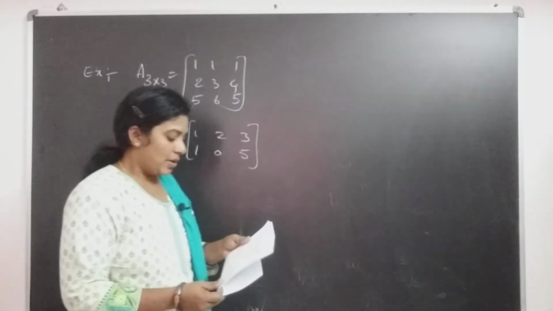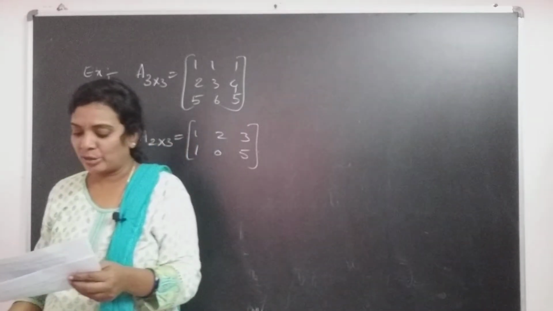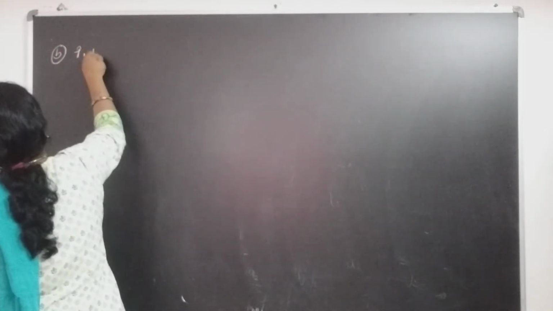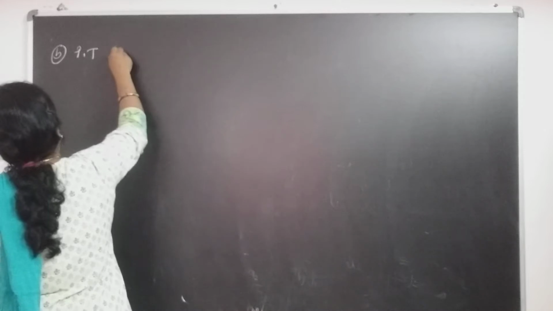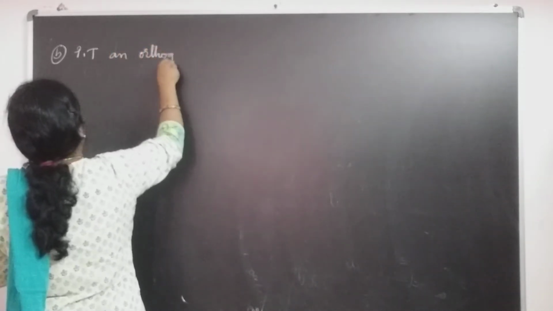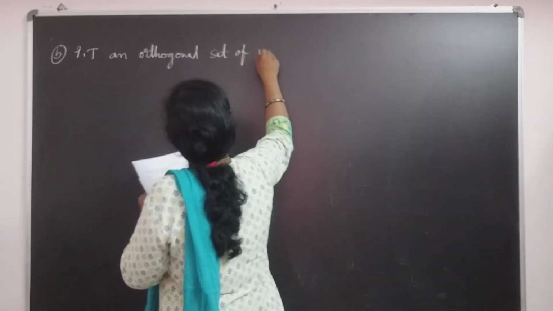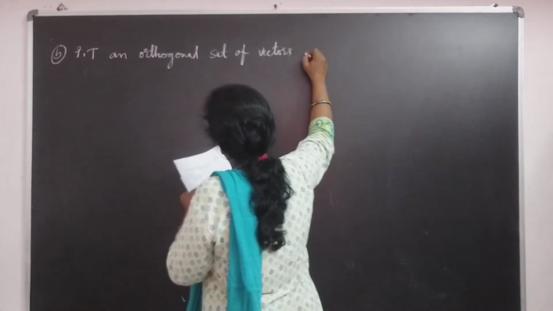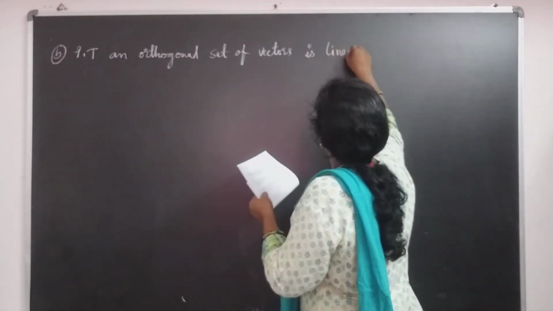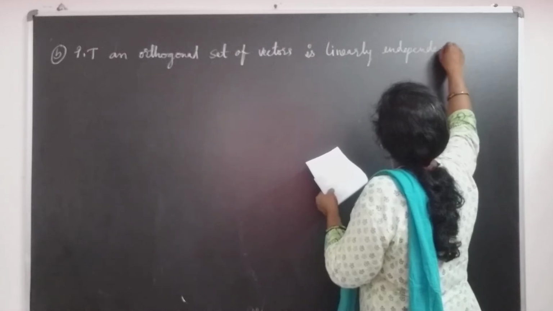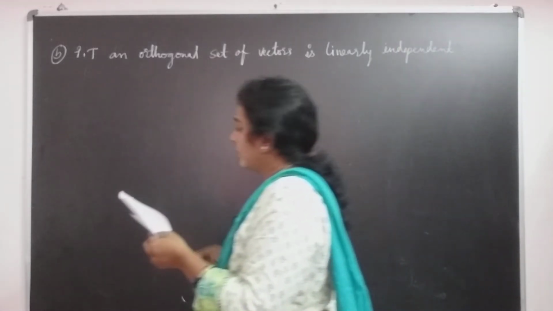Okay. Next, B bit, the second one. Prove that an orthogonal set of vectors is linearly independent. It is a 3 marks question.